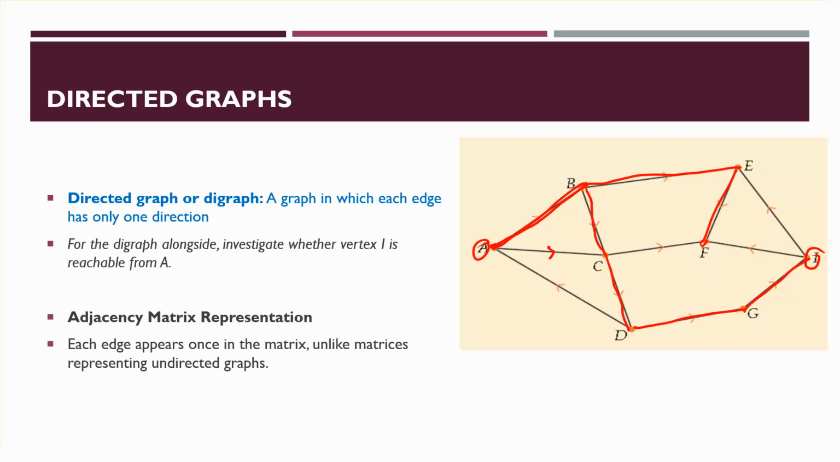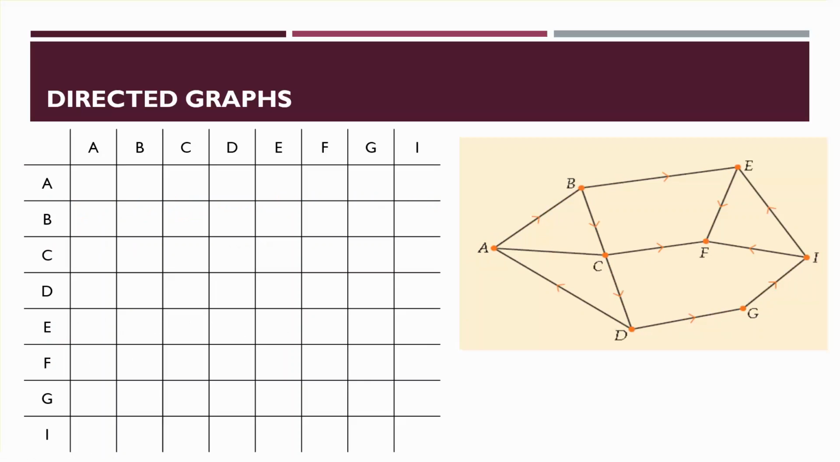Now, we can actually represent this in an adjacency matrix representation, where each edge only appears once in the matrix, unlike matrices representing undirected graphs. What that means is, if you remember back to matrix representations, when there's a loop, we count that as 2. Well, in this, it would only count as 1 because that loop would have a direction. Think of it like a one-way street, where you can only go the one way around, so we only count it as one edge. Now we're actually going to display this information in an adjacency matrix right here.